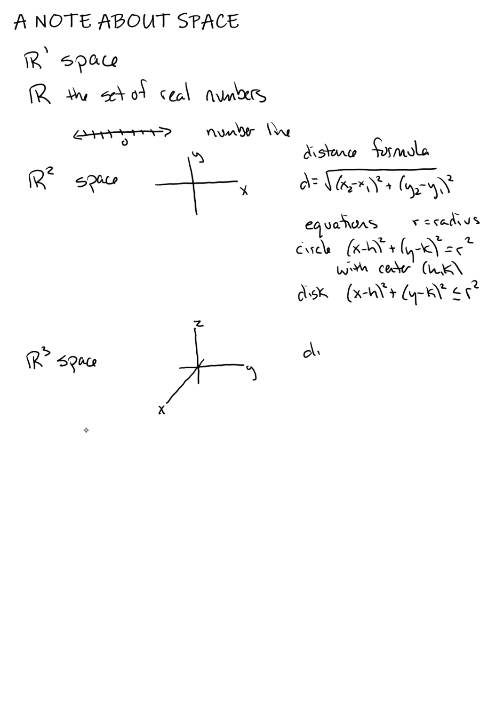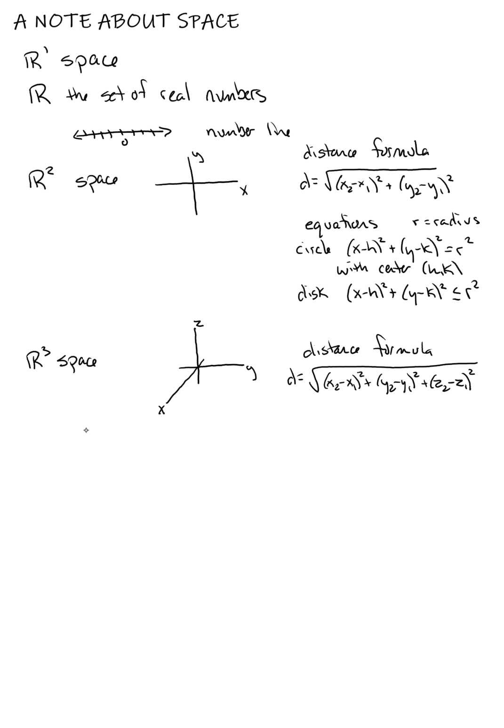The distance formula in this case will look very similar. It is d is equal to the square root of x2 minus x1 squared plus y2 minus y1 squared plus z2 minus z1 squared. So a point in R3 space has an x, a y, and a z coordinate. We square the difference of the two points, add them all together, take the square root of it, and that's how we find the distance between two points.